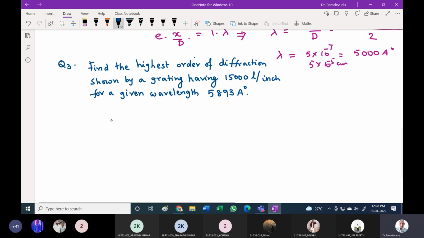So highest order that follows for a grating. So we have the grating equation. I'm writing the solution here. What is the grating equation? Can anybody tell the grating equation?